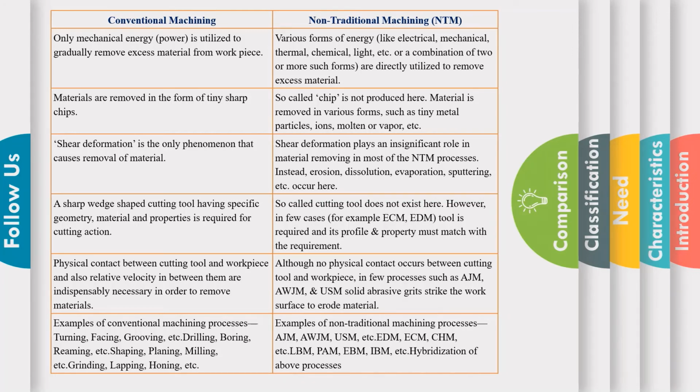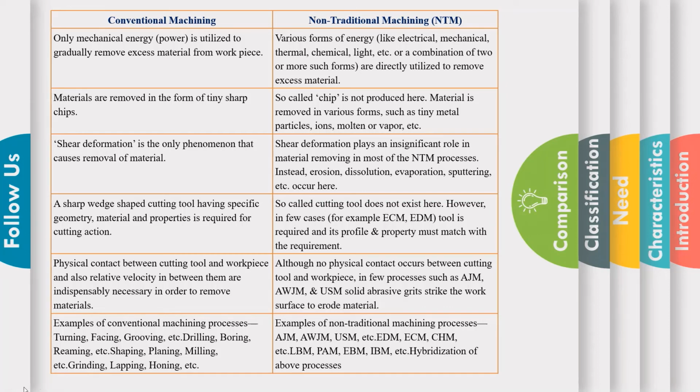Now we'll see the examples of conventional machining like turning, facing, grooving, etc. as well as drilling, boring, reaming. Okay, these are the examples of conventional machining. In non-conventional machining, abrasive jet machining, water jet machining, electro discharge machining, ECM, ECG, PCM. These are the examples.